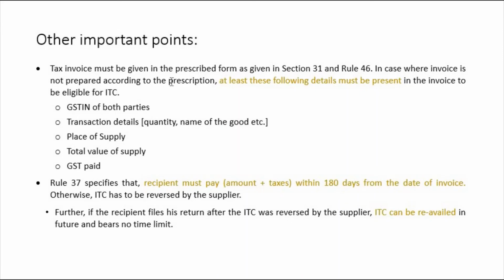Other important points, this is the last slide. The tax invoice must be given in the prescribed form as given in section 31 and rule 46. Section 31 tells you about the tax invoice, right? At least these following details must be present. If you cannot prepare as per the prescription, at least these 5 points have to be satisfied. GSTIN of both the parties must be there in the tax invoices. Transaction details must be given, quantity and name of the good must be given, right? And then place of supply has to be given, total value of supply has to be given, and GST paid, right?